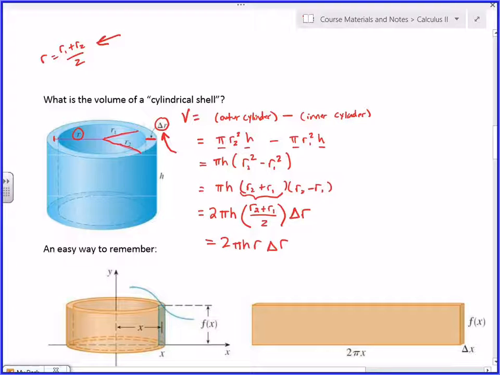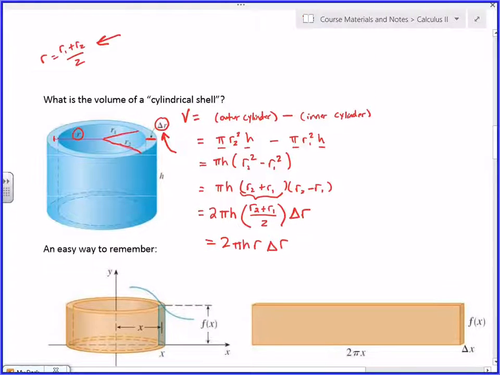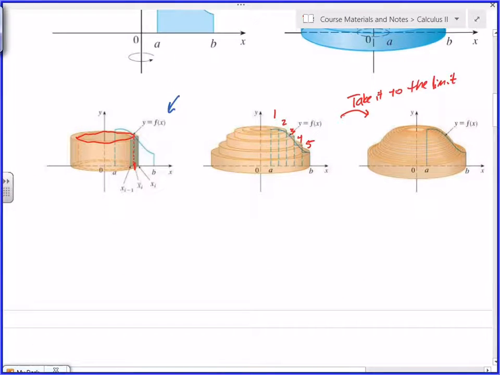That's the volume of a given cylindrical shell. Now when we're actually going to do this, like up above, whenever we divide up the interval from a to b, and we pick an x in there, and then we're going to do a whole bunch of different x's, like these 5 intervals there. We're going to have these different cylindrical shells.